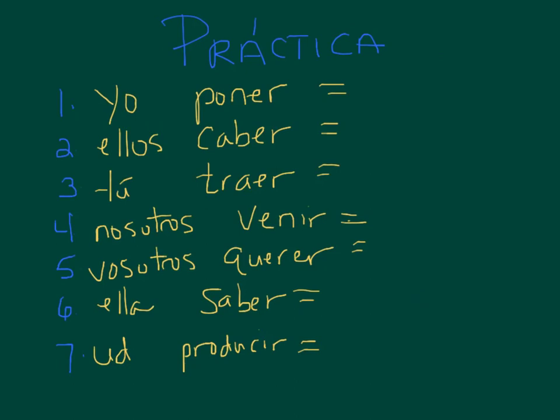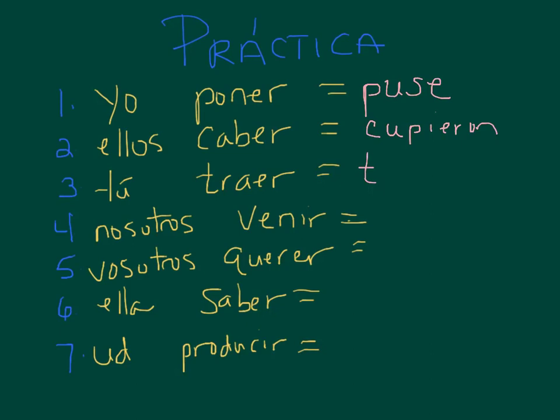So yo and poner, the stem for poner is pus. The ending in the yo form is e, and I get puse. Caber, the stem is cup. The ending in ellos is ieron. It's not a J stem, so my i is going to stay in there. Cupieron.